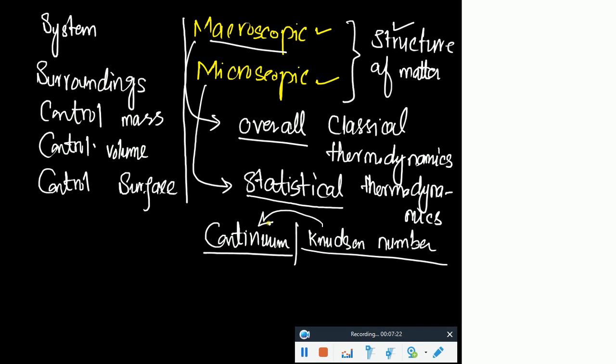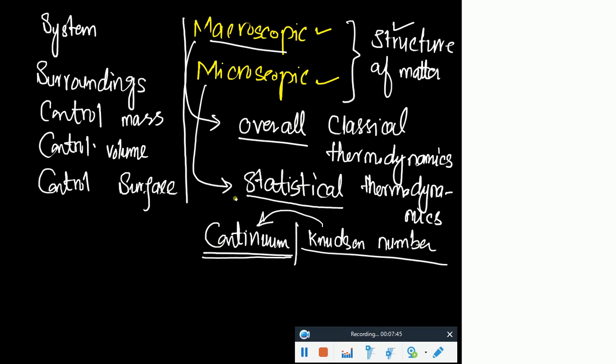So if you are looking at it from a broader perspective, the overall behavior is as if it is a continuous media. You are not looking at discrete molecules. By the way, this number would try to help you understand what the actual definition of continuum is. Okay. So I was talking about this macroscopic and microscopic property.